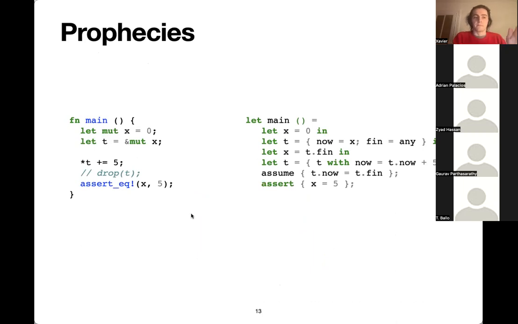So on this left-hand side, we have a little program where we have a mutable variable X. We create a borrow T from X. And then we're going to do some operations on T.